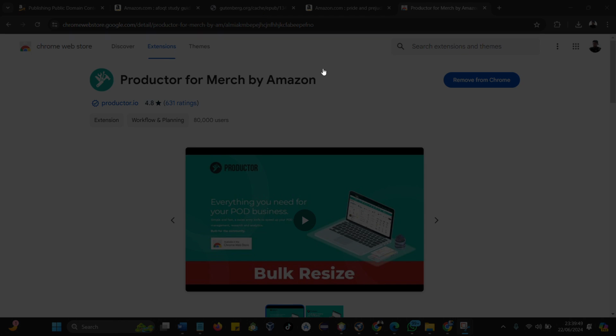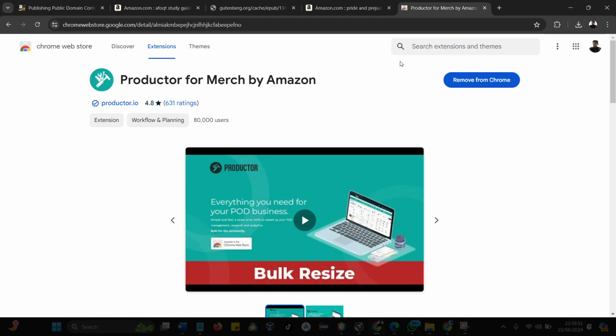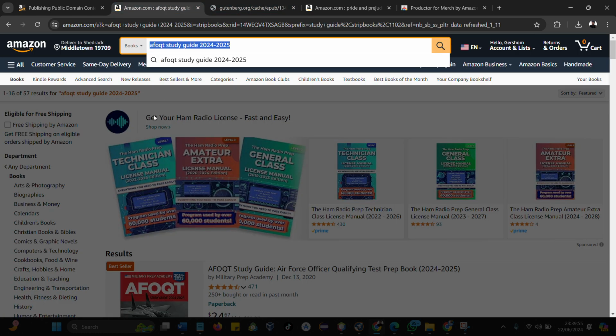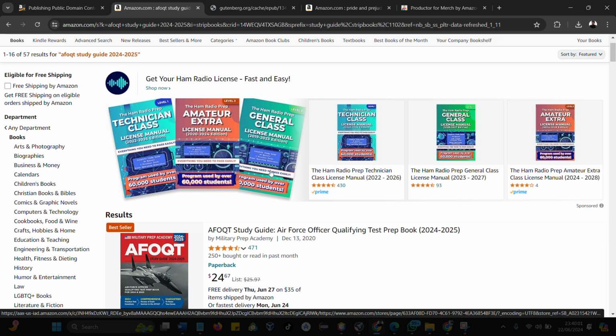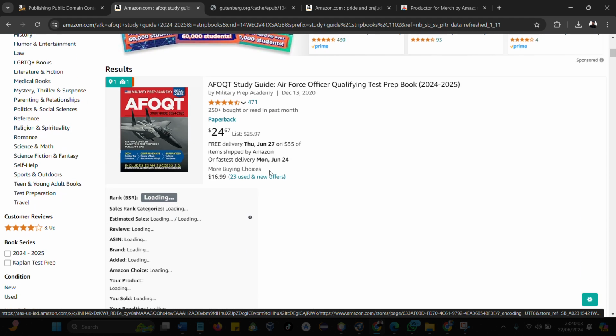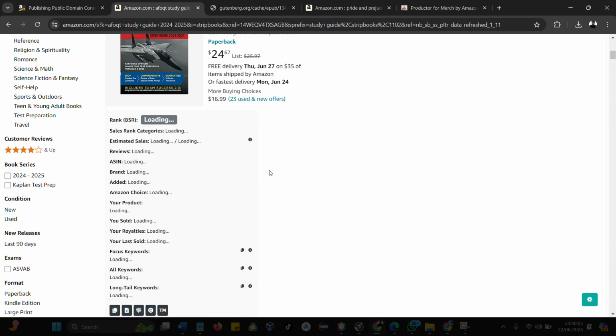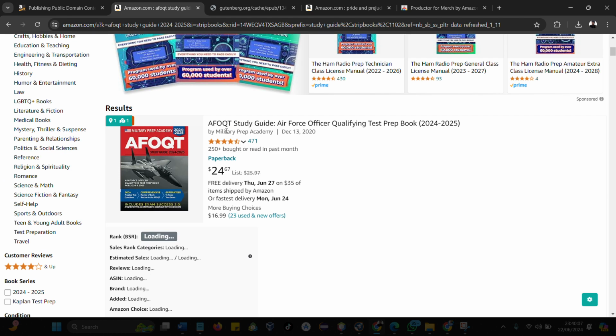All right, so I have the extension added. Let me go back to my Amazon page and then refresh. Probably I'll be able to see the BSR ratings for all of these books, and from that I'll be able to know how profitable they are, right?